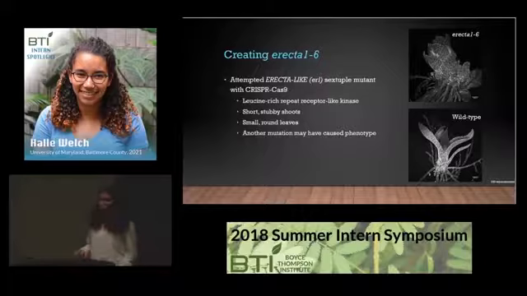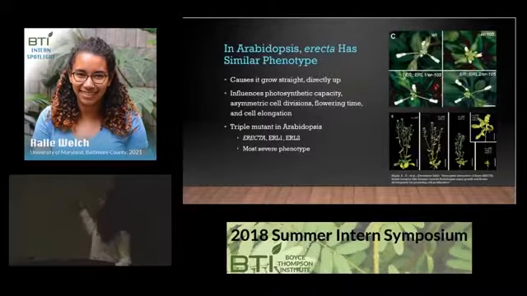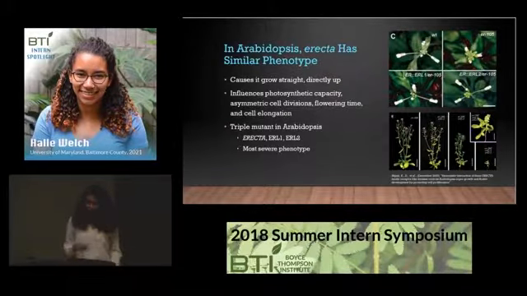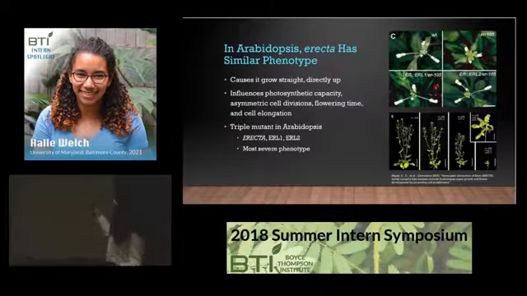So most of what we know about erecta is from studies based on Arabidopsis. In Arabidopsis, there's a very similar phenotype. They grow straight up, and they're much shorter. It influences photosynthetic capacity, cell elongation, asymmetric cell division, and flowering time. And in Arabidopsis, the phenotype most comparable to our mutant is the triple mutant, which you can see on the right here. It's much shorter than the single mutant, and you can see it enlarged over here.